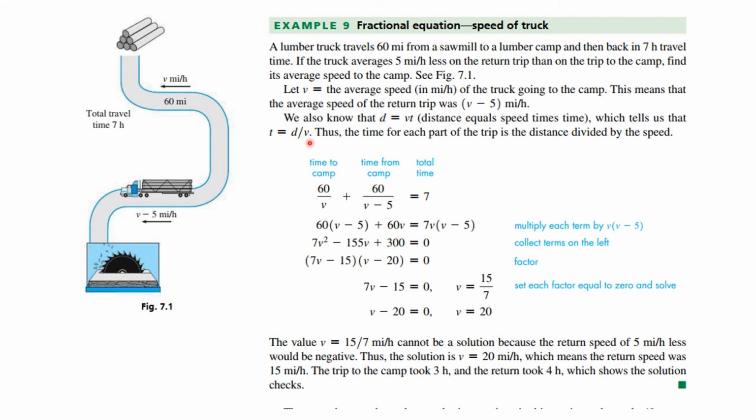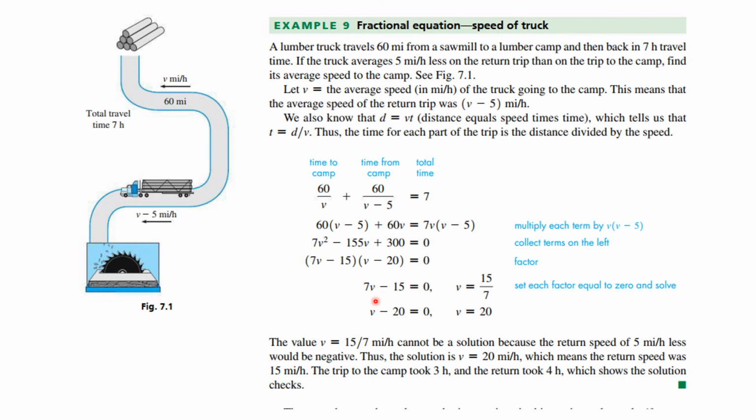And so what we're going to do is set up, this is the time to the camp, this is the time from the camp, and the total time was 7. So we're going to solve this by multiplying all the way through by v times v minus 5. Now when we do that, we get this, and then we have to simplify, move things around to get it in the form we want. And now we'll have to factor, because now we have it equal to 0. We factor, we get this.